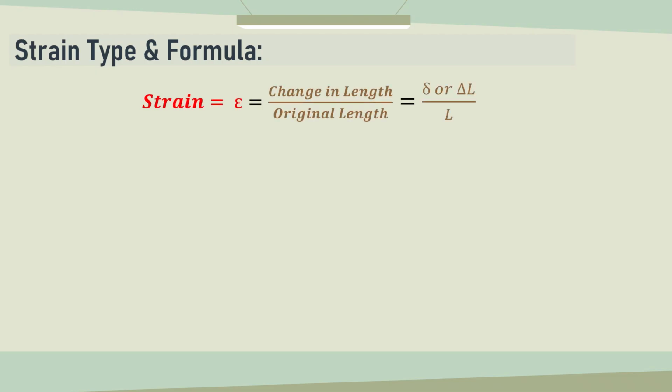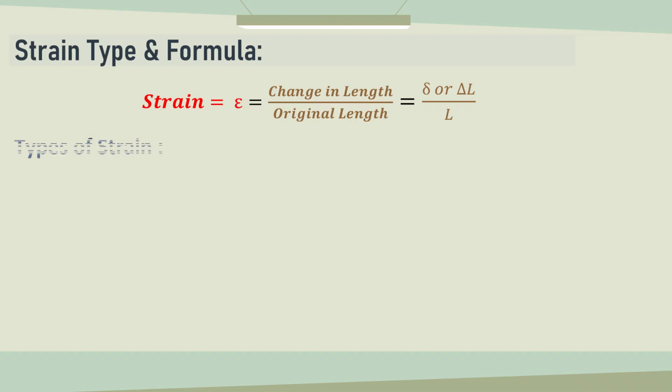Strain is defined as the ratio of change in length to the original length of a body, and it is represented by the symbol epsilon. Mathematically, strain is expressed as delta L divided by L, where delta L is the change in length and L is the original length of the member. This definition helps us quantify deformation in a material under load.